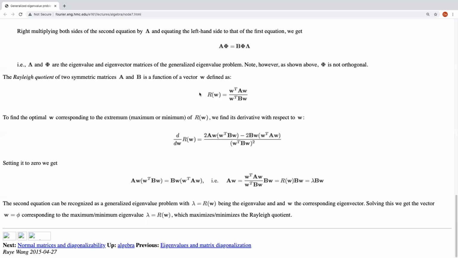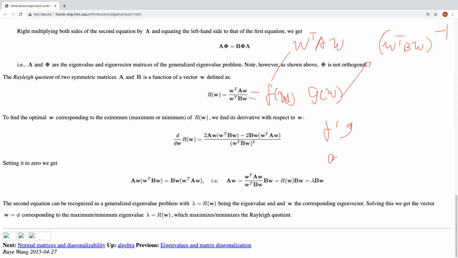So this is equal to what? This is equal to F(W) times G(W). Okay, F(W) we can write like this, and G(W) we can write like this. Then it's equal to what? If you take a derivative, it's F prime G plus G prime F. And if you take this derivative over W, it's what?